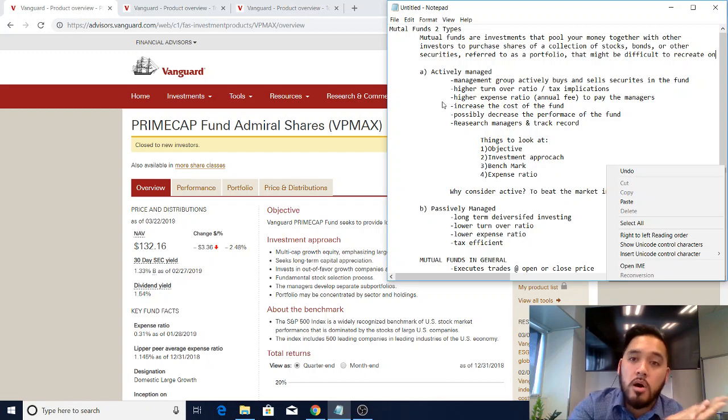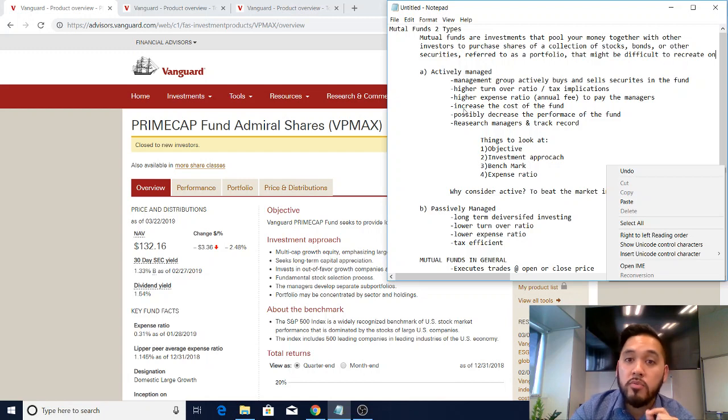Mutual funds are basically investments that pool money together with you as well as other investors to purchase different stocks, bonds, and any other type of securities. So the overall fund of stocks, bonds, and other securities is considered a portfolio. Basically, that fund has an objective and an investment approach in how they invest the money for their investors.